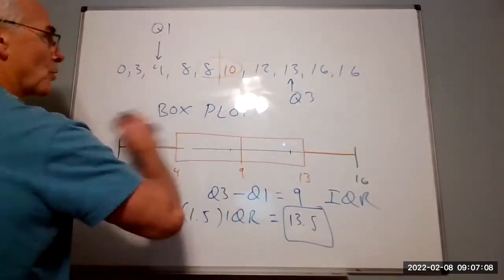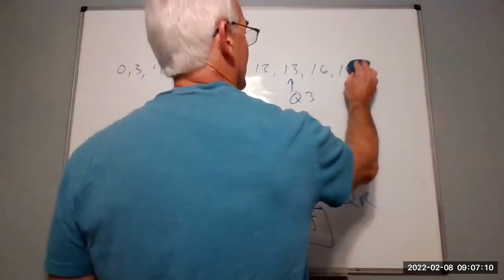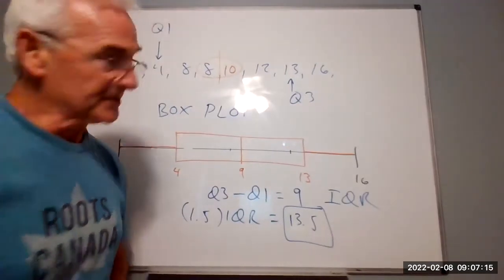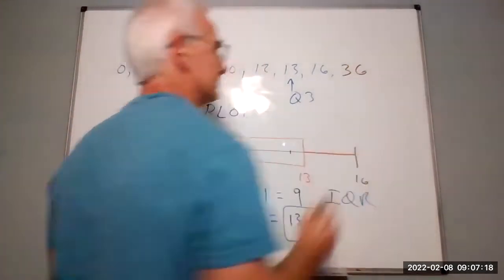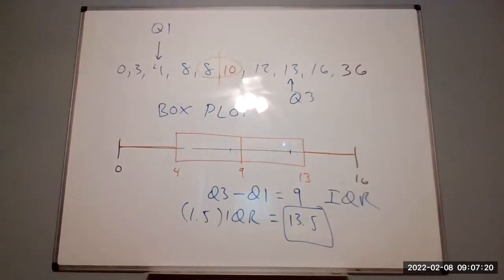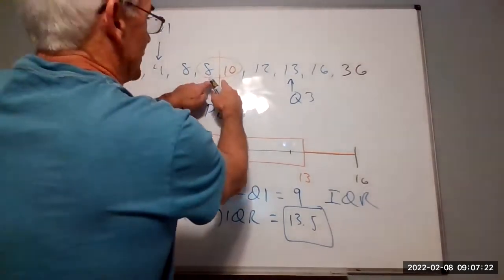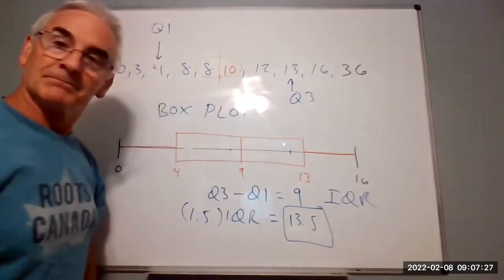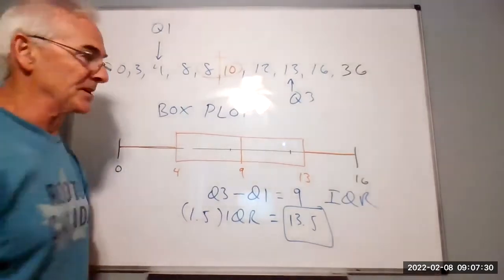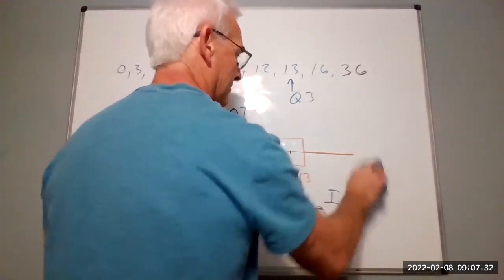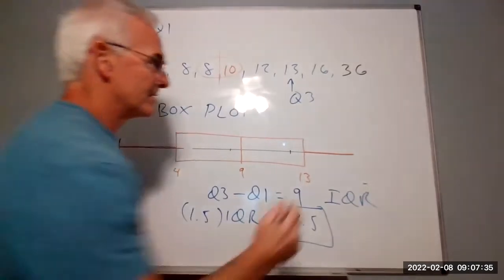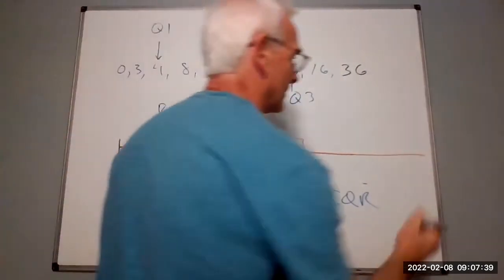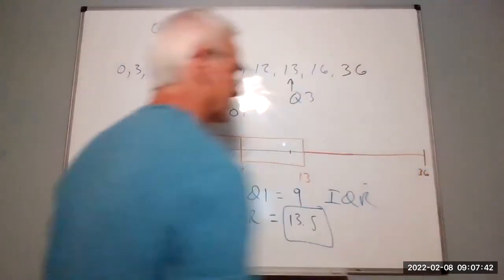So let's go back to this, and I'm going to do one thing. See that 16? I'm going to replace it with 36. And everything else is staying the same. My median is still a 9. Q1 is still a 4. Q3 is still a 13. Everybody agree? Nothing changed except what? I don't even have enough room to put that on there now. Now my high is a 36.